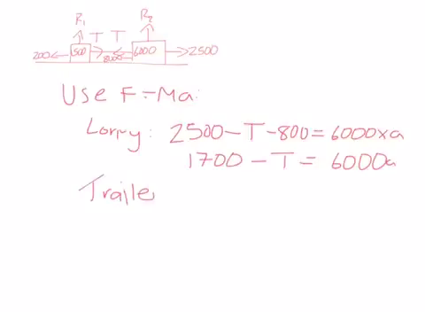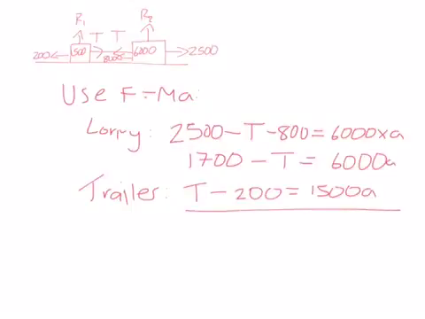So if we apply F equals ma to the trailer as well, then in that case we're going to have tension, or T, minus 200 equals 1,500a. So you'll see now that we have two equations with two unknowns. We've got a T in both of them, we've got an A in both of them. So what we want to do is add these two equations. If we do that, then the T's are going to cancel out.